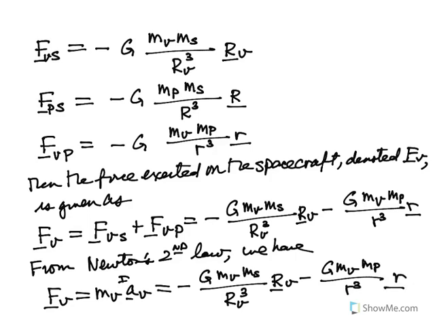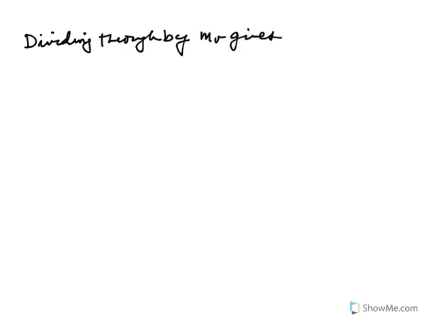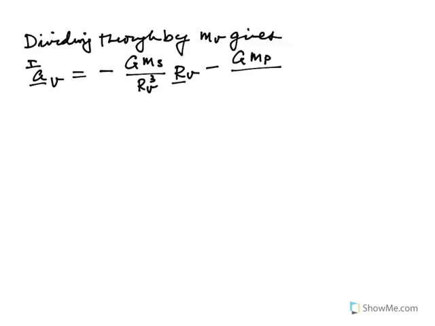Now, if we divide through by m sub v, that gives us the acceleration of the spacecraft in the inertial frame equal to minus G times the mass of the sun, all divided by R_v cubed times R_v, and then minus G times the mass of the planet, all divided by r cubed times r.